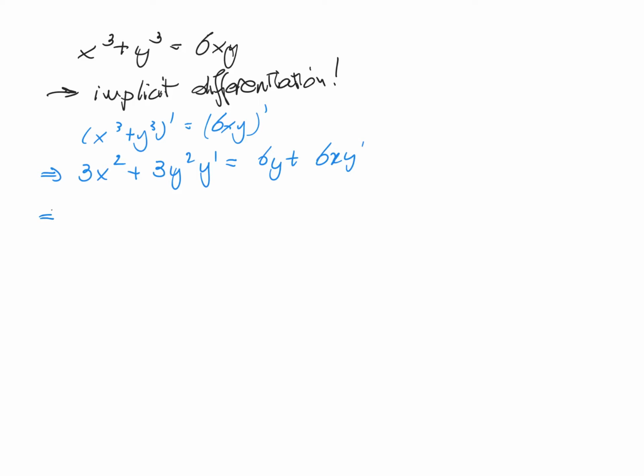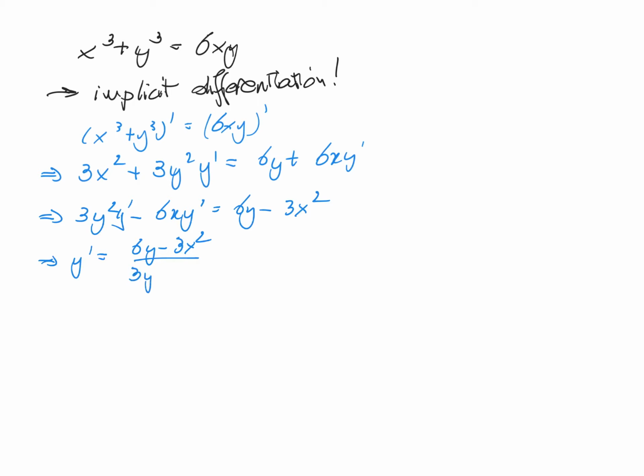We then group all the terms with y prime. So this is 3y squared y prime minus 6x y prime equal to 6y minus 3x squared, or y prime is 6y minus 3x squared divided by 3y squared minus 6x, which is, if we divide everything by 3, 2y minus x squared over y squared minus 2x.